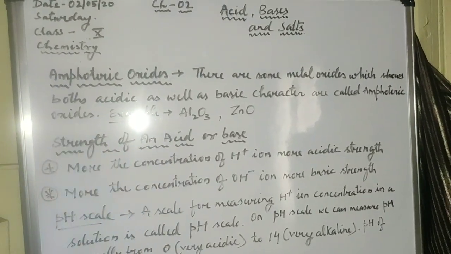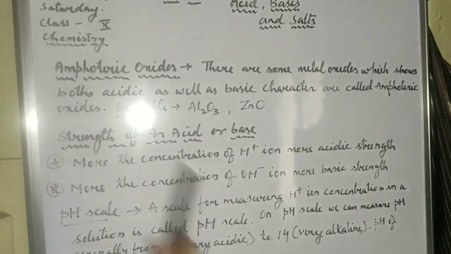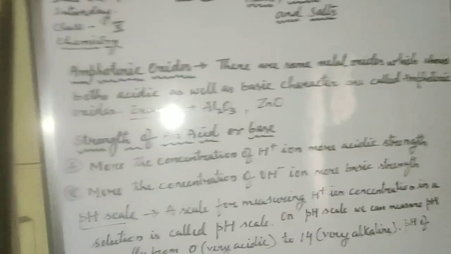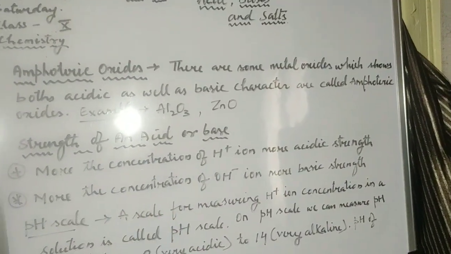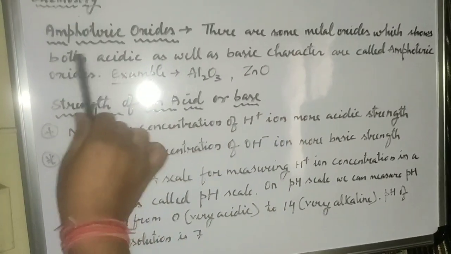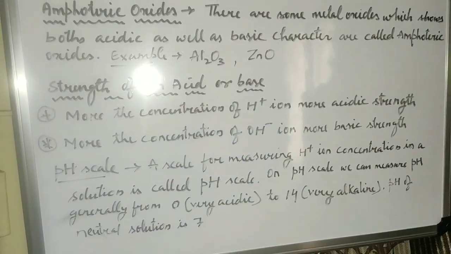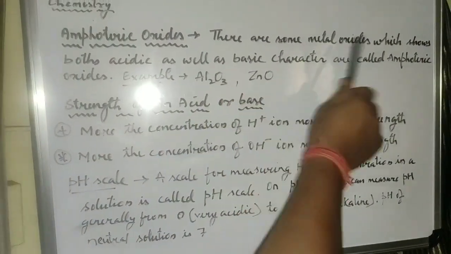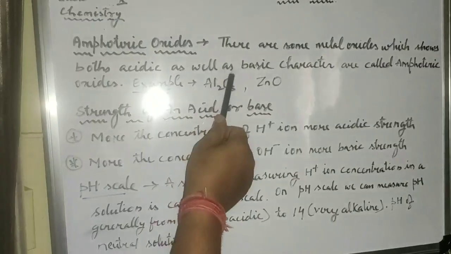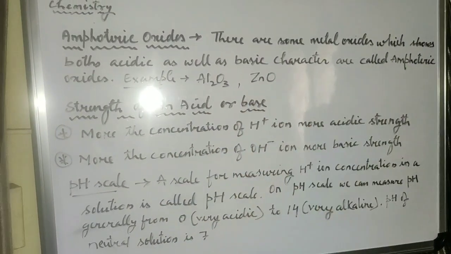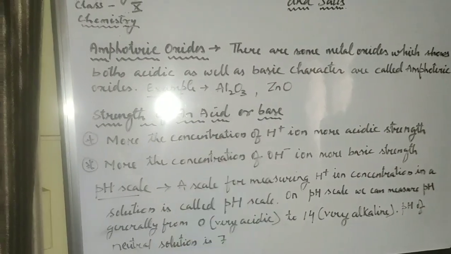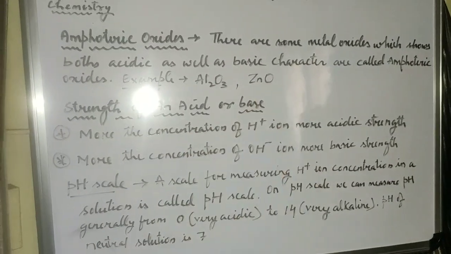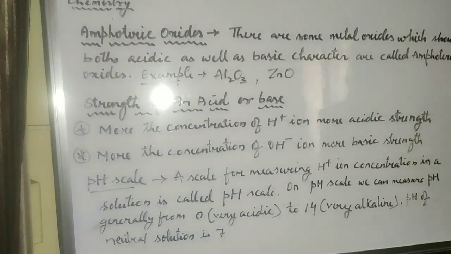Now, amphoteric oxides. What are amphoteric oxides? As we have discussed the metallic oxides and non-metallic oxides, amphoteric oxides are metallic oxides, but they show acidic as well as basic character both. So, there are some metal oxides which show both acidic as well as basic character. These are called amphoteric oxides. For example, Al2O3 and ZnO, aluminium oxide and zinc oxide. These are the two amphoteric oxides.